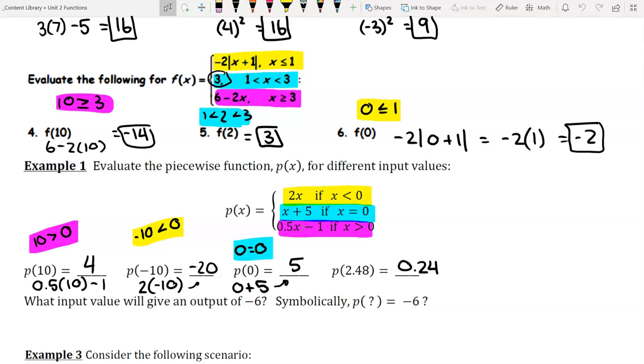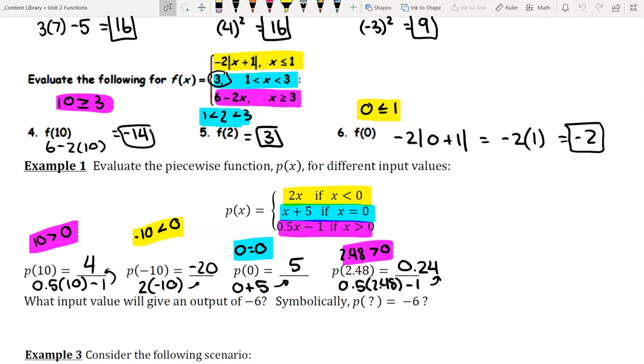Okay. Last one, 2.48. It is a decimal, but it's a decimal that is bigger than 0. So we're looking at that bottom one again. I'm going to do it right here: 0.5 times 2.48 minus 1. And you just plug it in your calculator. I got 0.24 when I plugged that in, okay? So it's just figuring out which part of the domain the thing you're evaluating fits into.